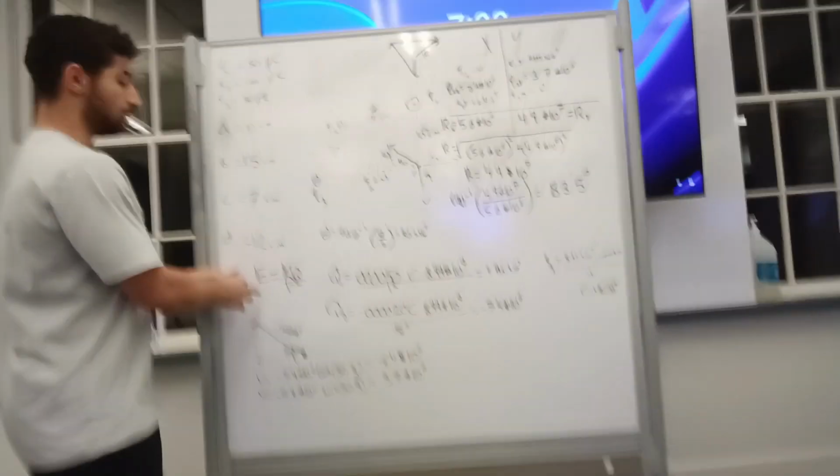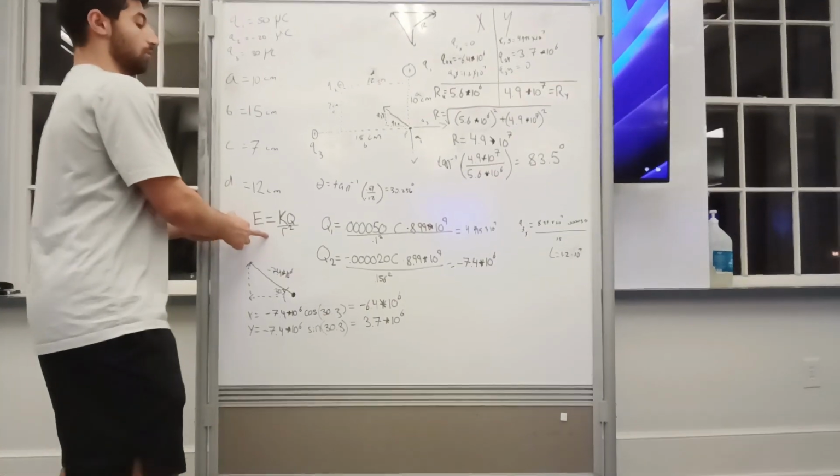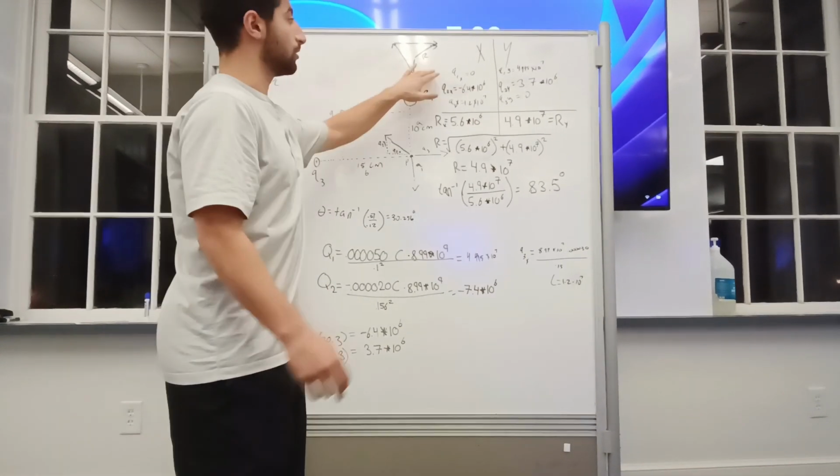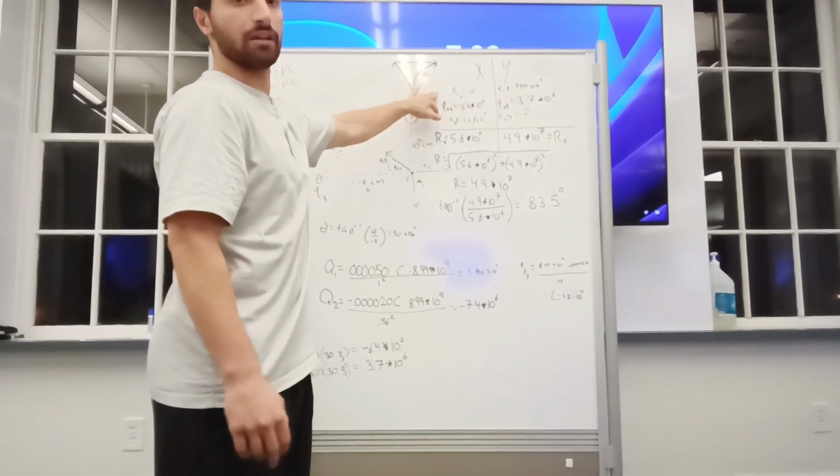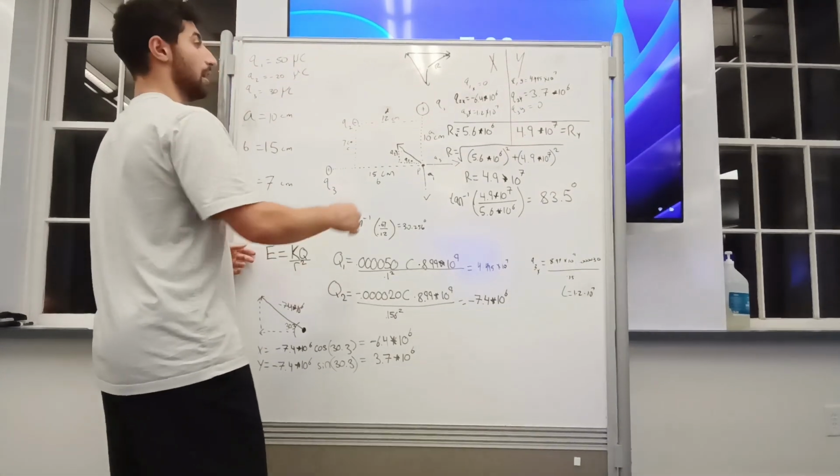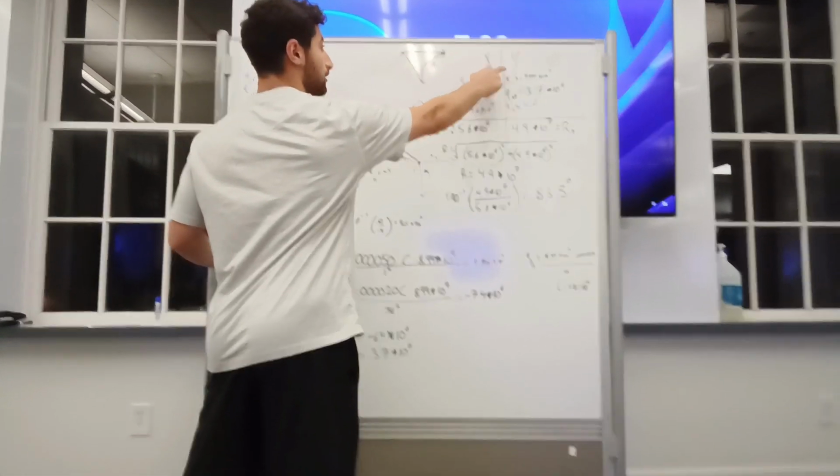After that, we decided on our equations. We decided on E equals KQ over R squared. This shows our potential difference equation at 2 points. So we went ahead and made our XY chart.